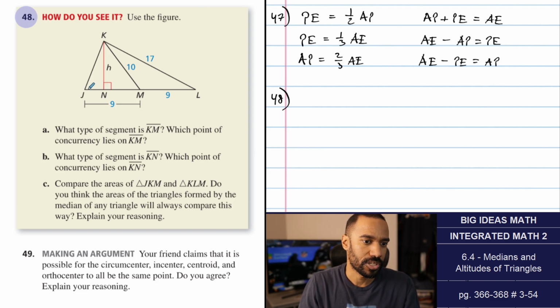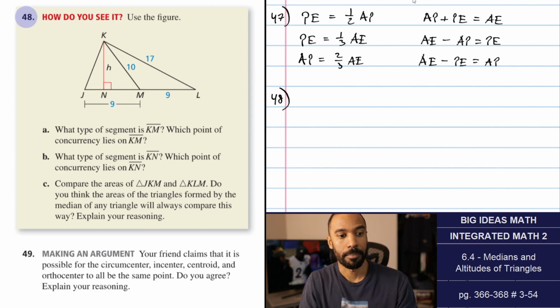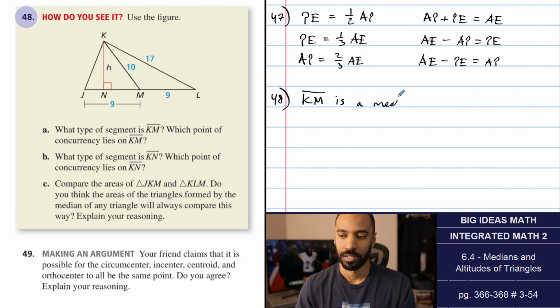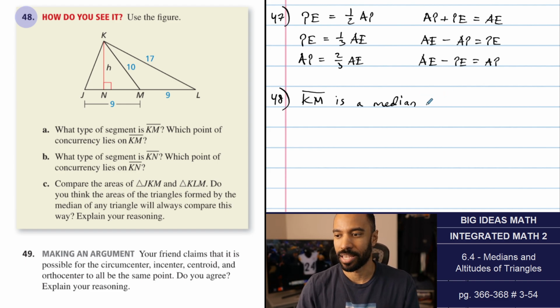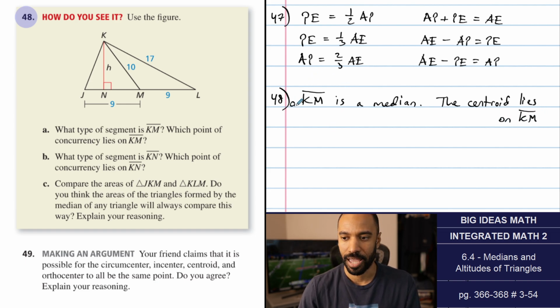So what you notice here is this length is 9 and this length is 9. That makes those two congruent. That makes KM a median, because it's going right in the middle there. Which point of concurrency lies on KM? The centroid lies somewhere on there. Lies on KM. There's 48 part A.